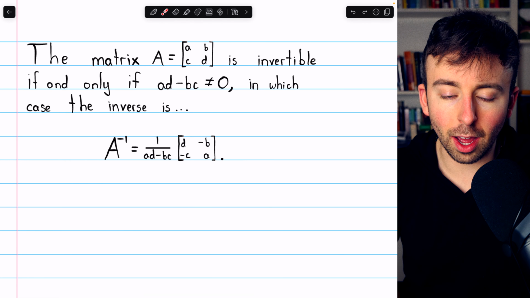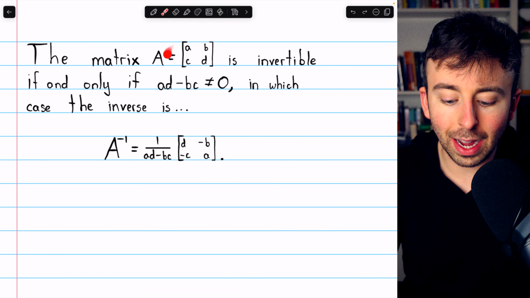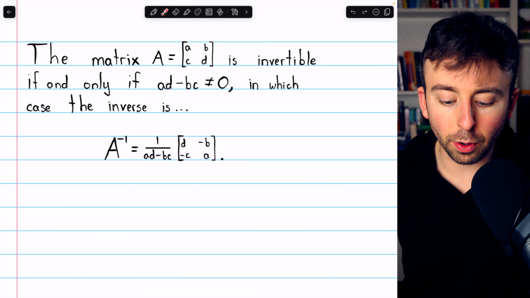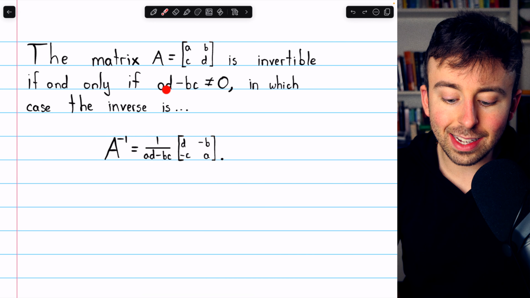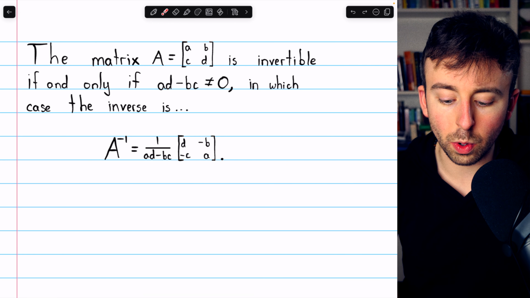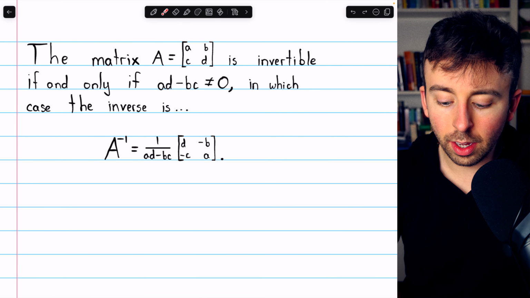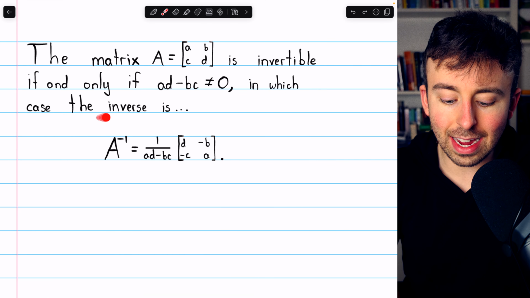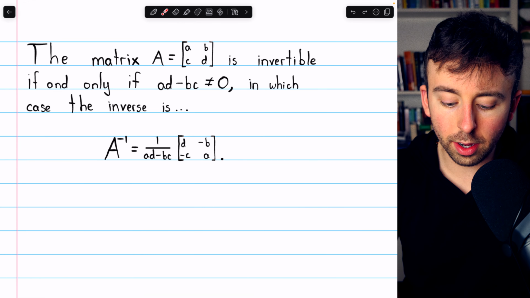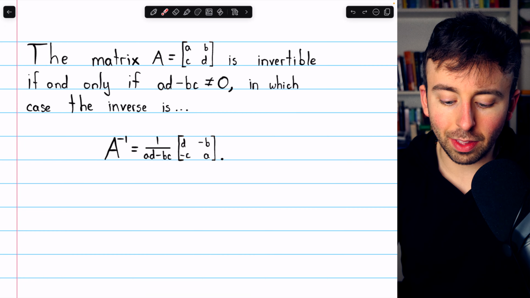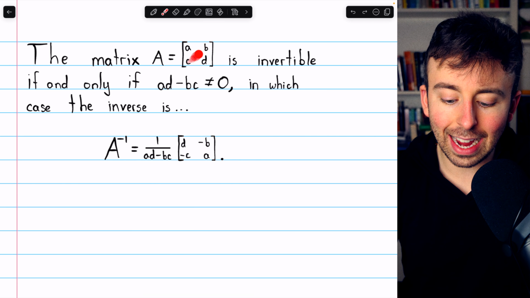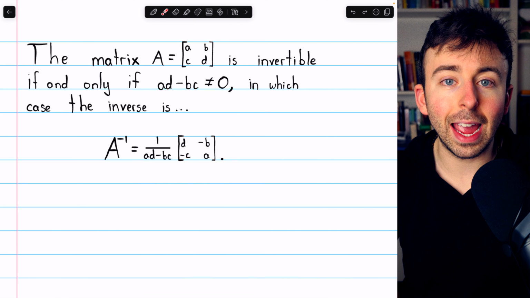Here is the statement of the process. If this is our 2 by 2 matrix A, it's going to be invertible if and only if AD minus BC is not equal to 0, so that's the difference of the diagonals, AD minus BC. In which case, if this is not 0, the inverse is 1 over that difference, AD minus BC, multiplied by, you can think of this as just reflecting across that main diagonal, so AD becomes DA, and then just negate the off diagonal, negative B and negative C.